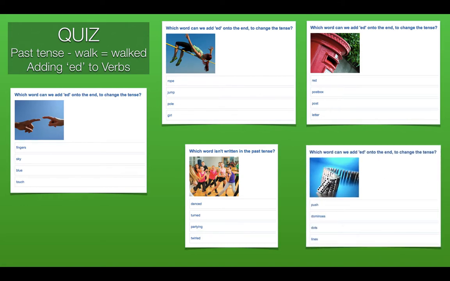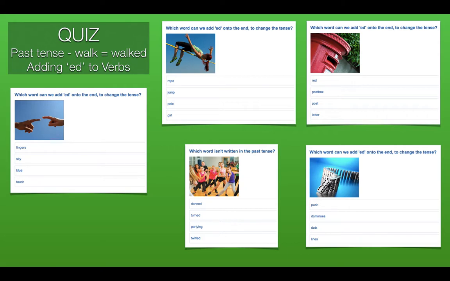And finally, which word can we add ed onto the end to change the tense? Number 1, push, to create pushed. Number 2, dominoes, to create dominoed. Number 3, dots, to make dotteds. Or number 4, lines, to make lines. Make a choice.